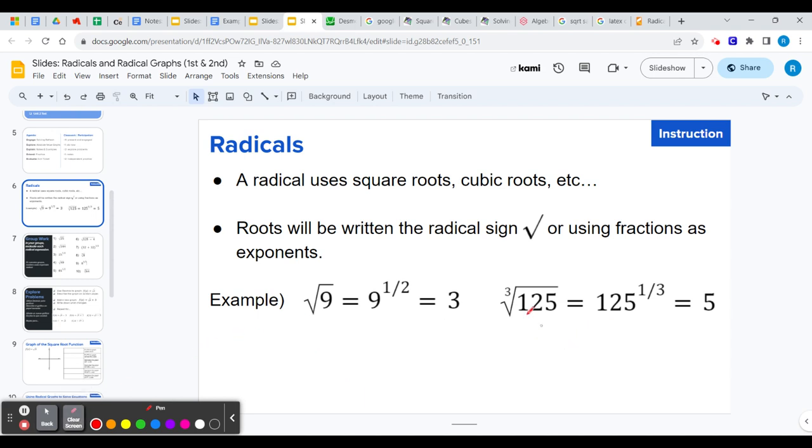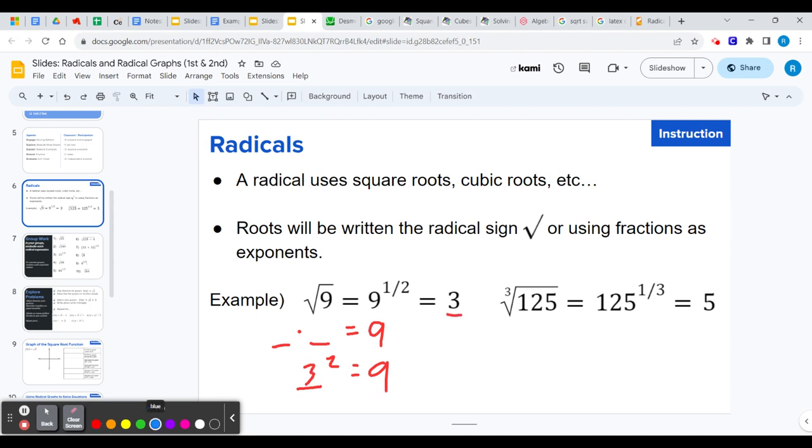Same thing here for our cubed root. The cubic root of 125 is the same thing as 125 to the 1/3 power. In the case of the square root of 9, we're thinking of what times itself equals 9, or what squared equals 9. In that case, it's 3.